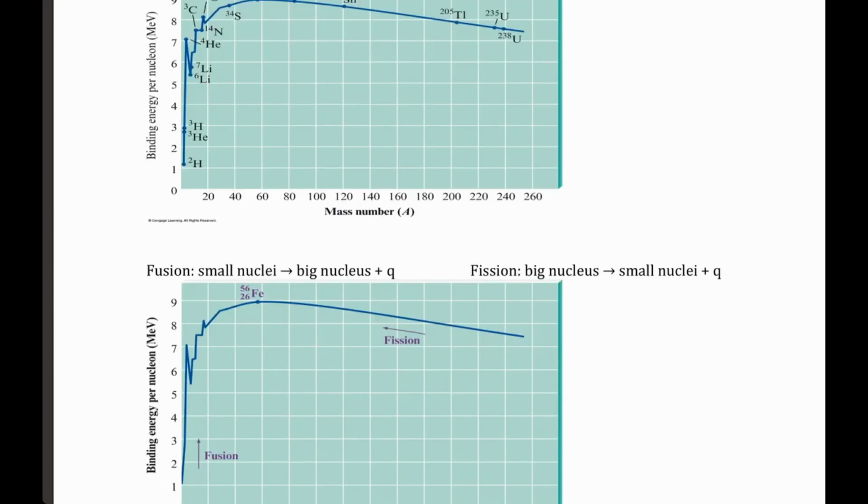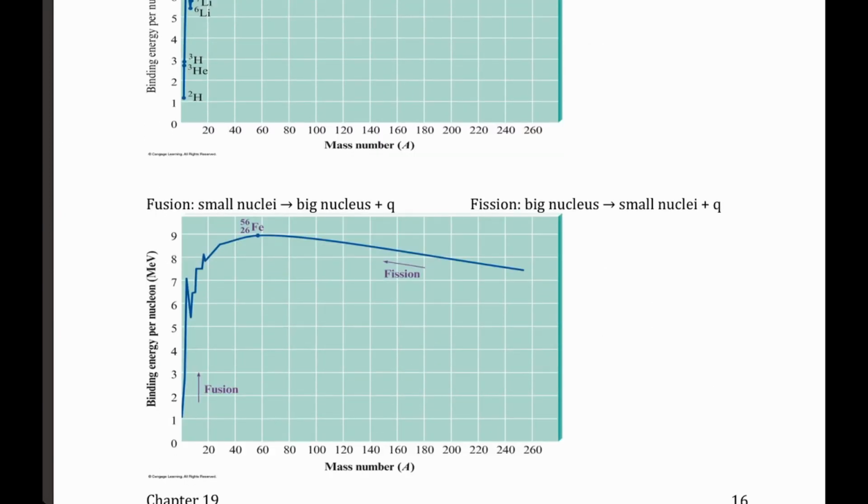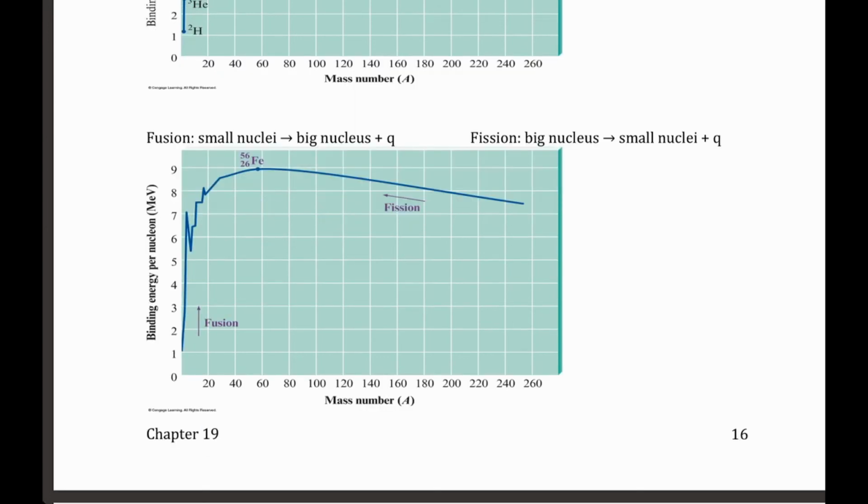Okay, so this graph here, again, binding energy versus mass number, is just showing fusion is occurring for the small isotopes, and fission is occurring for the big ones in an effort to get toward iron. This describes why there's so much iron on Earth.